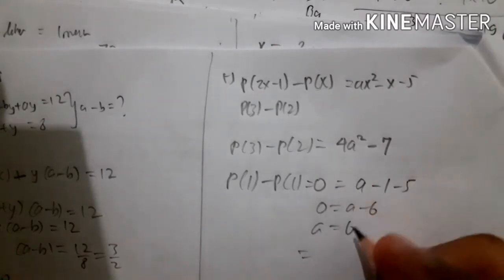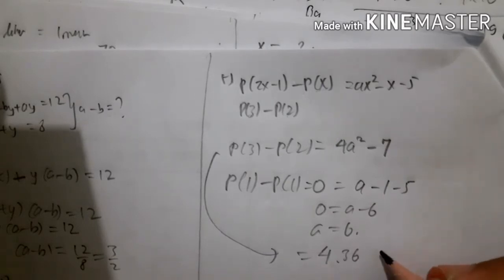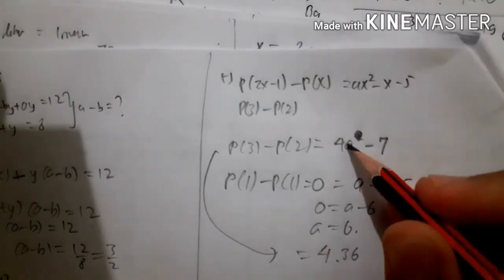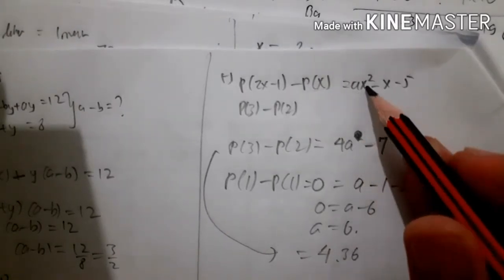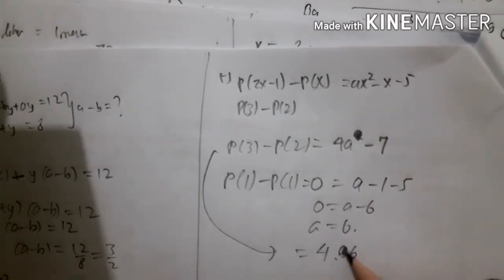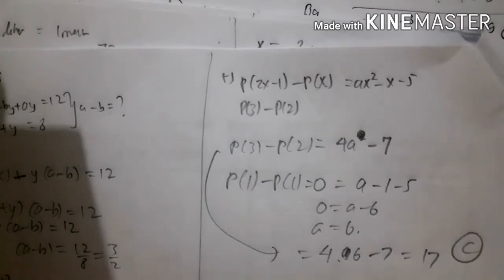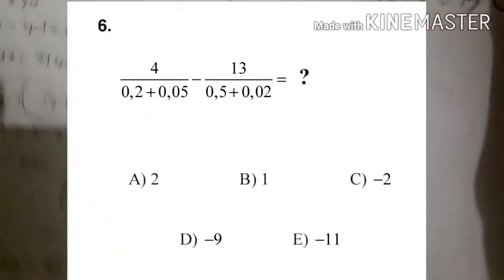So this one will become 4 times 6 minus 7. Sorry, this is a, not a squared, but 4a. The squared is the x. So okay, 4 times 6 minus 7 is 17. The answer is C.